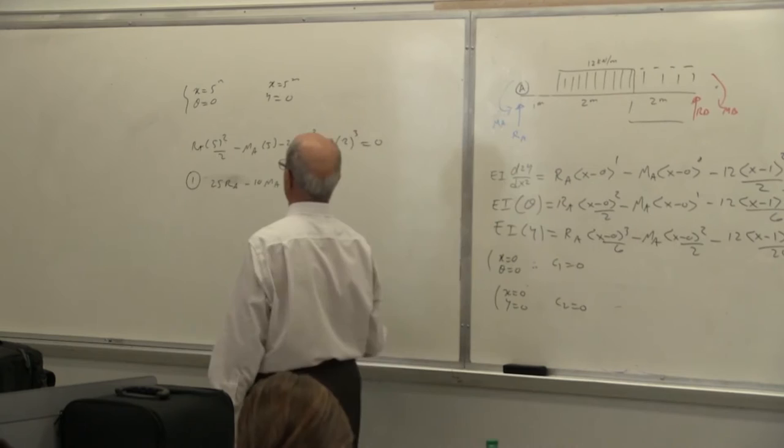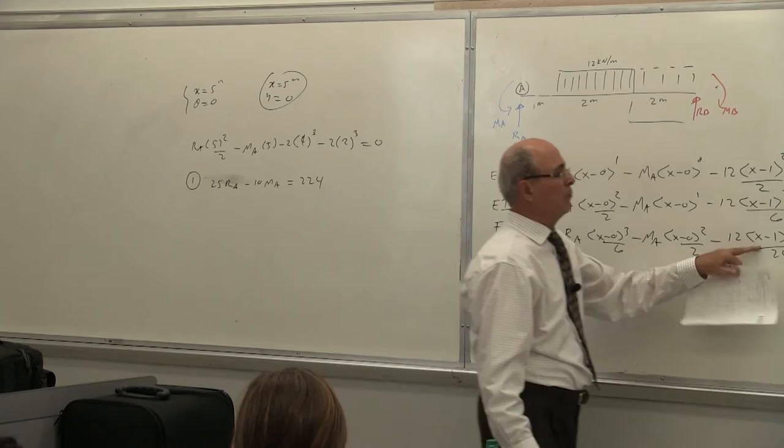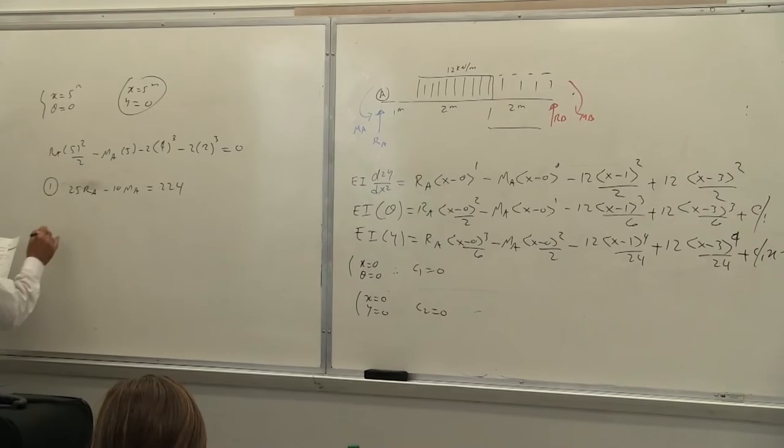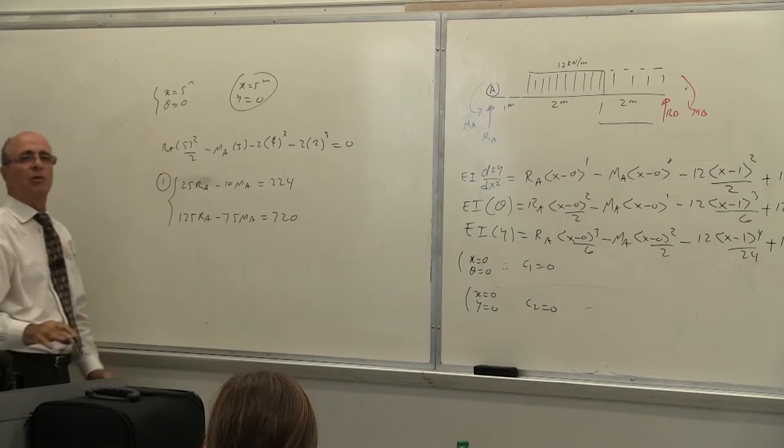Let's make it short anyway. The second equation, I give you the answer. When you put this one into the last equation, again, this becomes 5, 5, 4, and 2. And so you simplify that one, that becomes 125 Ra minus 75 Ma equal to 720. Or some of you divide that by 6 or whatever, that's okay too. Usually I try to make it a round number because it's easier. Is that correct or not?